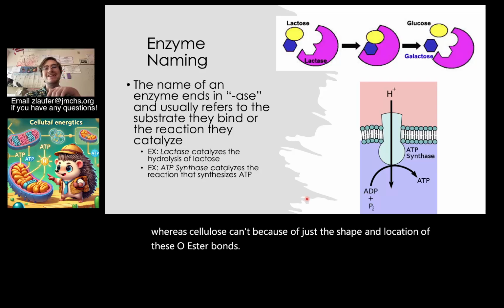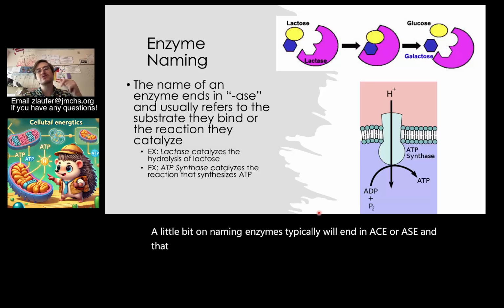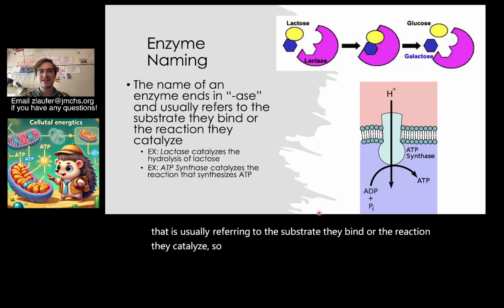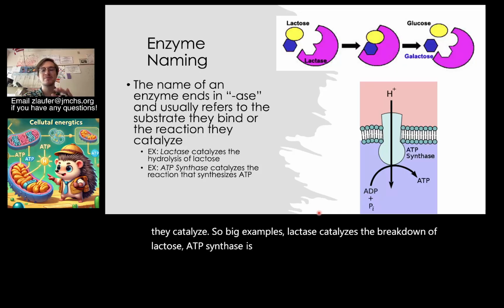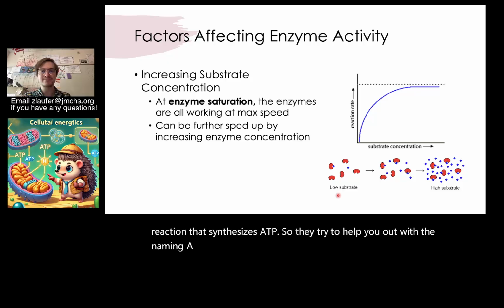A little bit on naming. Enzymes typically will end in -ace or -ase, and that is usually referring to the substrate they bind or the reaction they catalyze. Big examples: lactase catalyzes the breakdown of lactose. ATP synthase is the enzyme catalyst for the reaction that synthesizes ATP. So they try to help you out with the naming a bit.